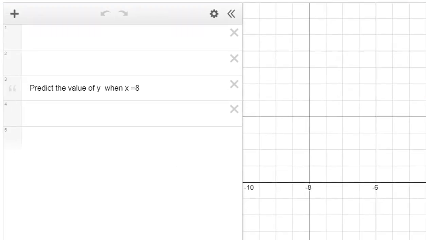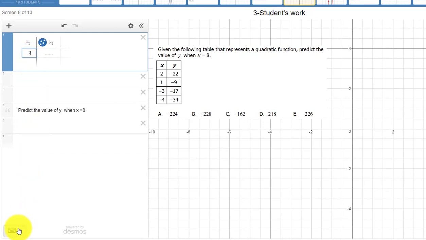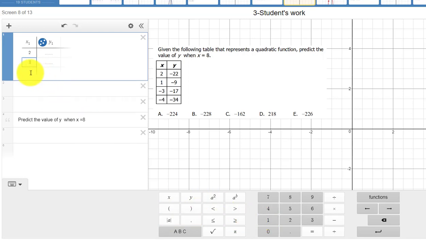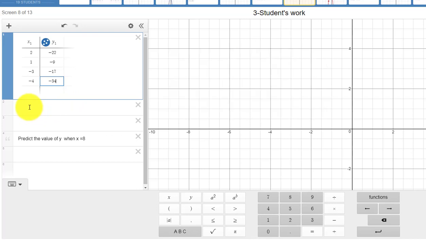So to answer this question, I'm going to create again a table. I'm going to copy the table. So my x is 2. Let me use the keyboard here. Next is 1. Now since we know that this is a curve of best fit, a quadratic function, it means that our regression equation should be of the form y equals ax squared plus bx plus c.